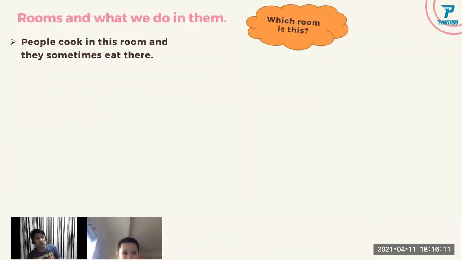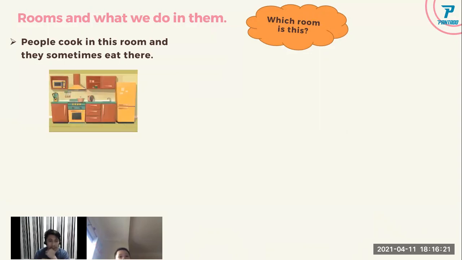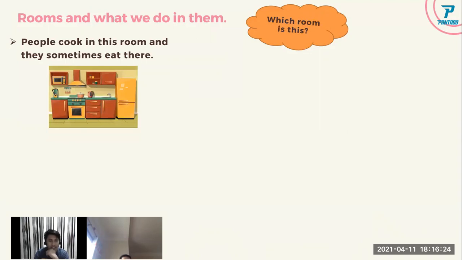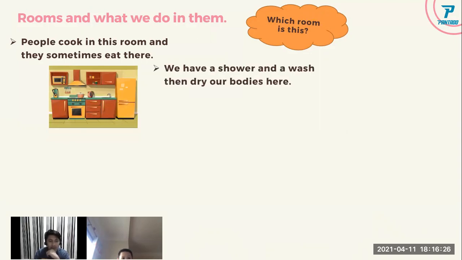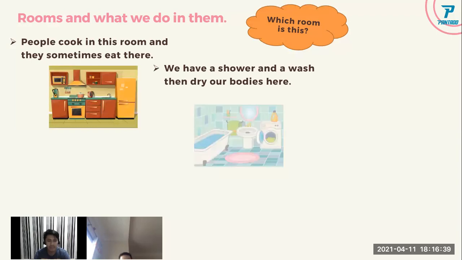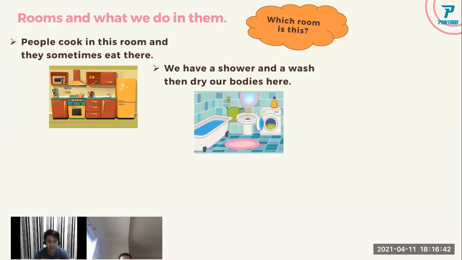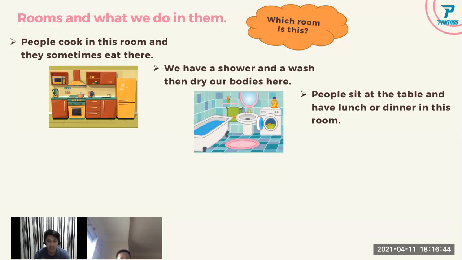Okay, rooms and what we do in them. People cook in this room and they sometimes eat there. What is it? I think it's the kitchen. Very good. Next, we have a shower and a wash, then dry our bodies here. What is it? It's a bathroom. Okay, good.